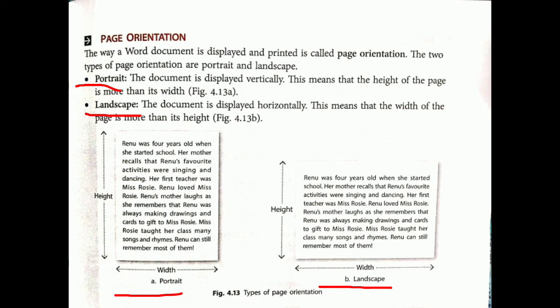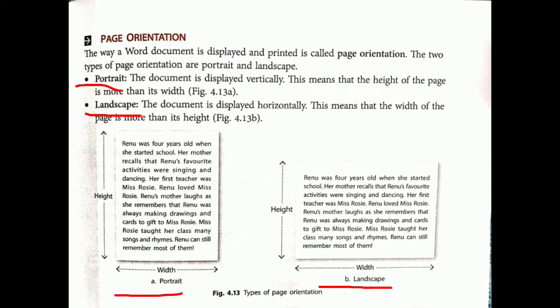Now let us see what we mean by portrait view. Look at figure A. Figure A shows portrait view, and in that particular figure height and width are being marked. Portrait view means the document will be displayed vertically. That is, height of the page will be more than the width. See, in the figure we can see that height is more than the width. That is how the document will be displayed vertically, and this is what we mean by portrait view.